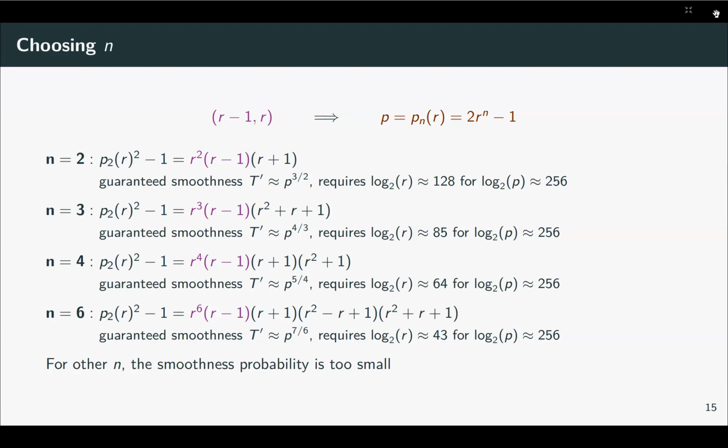Hello everyone, thanks for the talk. I have a question. Have you considered using other polynomials instead of the p-squared?